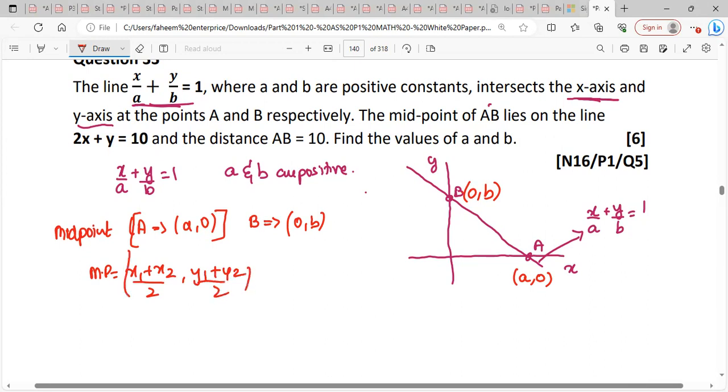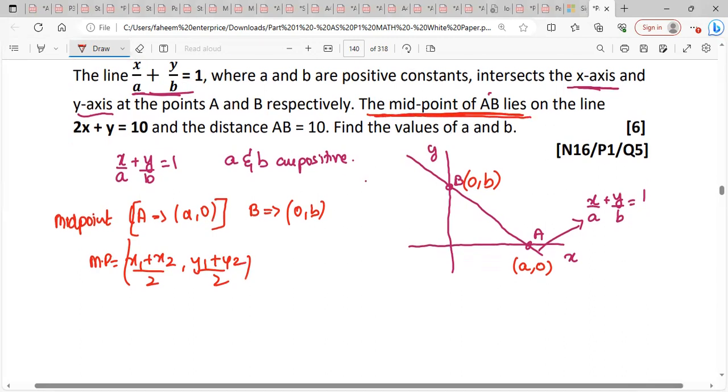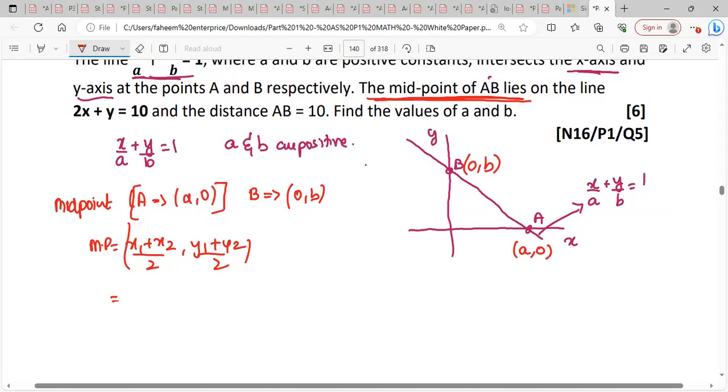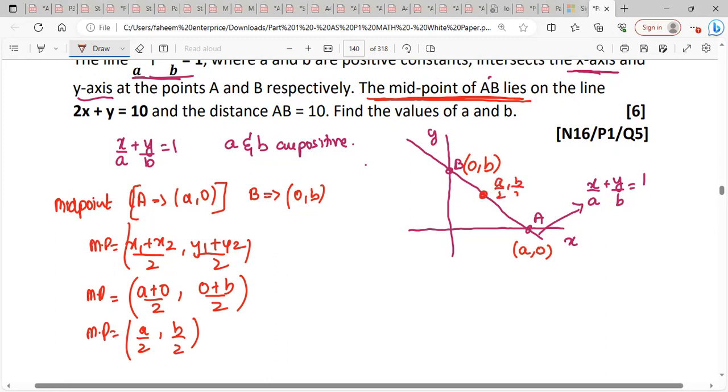Why am I doing this? Because of the midpoint of AB. So this is going to be (a + 0)/2, (0 + b)/2. So the midpoint is (a/2, b/2), which is the midpoint. Now, it lies on the line 2x + y = 10.